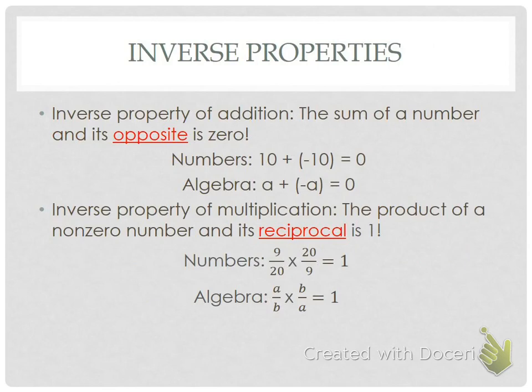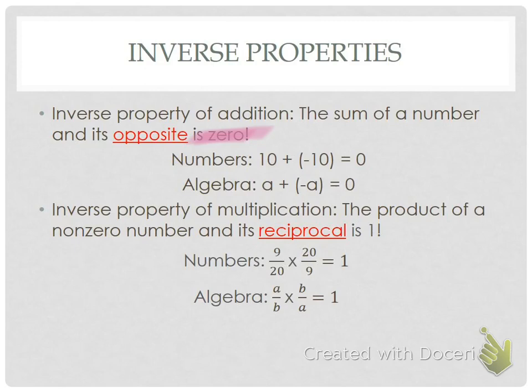Inverse properties. Here's your key word. What did you write down for your key word? Opposite. So here's what it means. It says take the sum of a number and its opposite, and the answer is always, what am I highlighting? 0. The answer is always 0. So in the number example, I have 10 plus negative 10 equals 0.